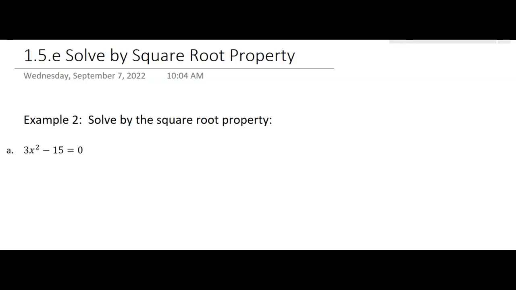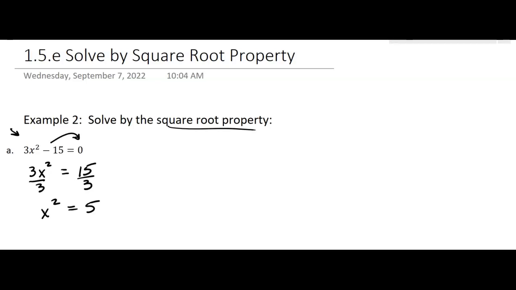Okay, so first you look at this problem, and it says solve by the square root property, so it must work. We see that we have an x squared term, 3x squared. So I need that 15 to be on the other side. So I'm going to say 3x squared equals 15. I'm just adding the 15, moving it to the other side and changing its sign. Then I'm going to divide by 3. I want to get the squared part by itself. So x squared equals 5.